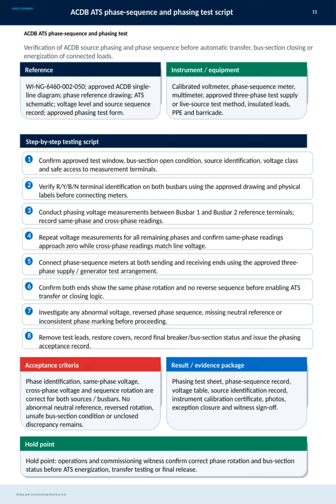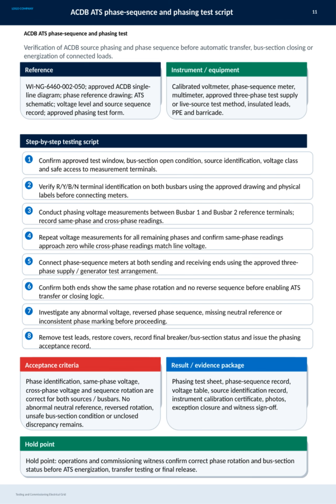Here we have a detailed phase sequence and phasing test script for the ACDB ATS, which is a crucial step in testing and commissioning the electrical grid. The primary goal here is the verification of ACDB source phasing and phase sequence before any automatic transfer, bus section closing, or load energization occurs.